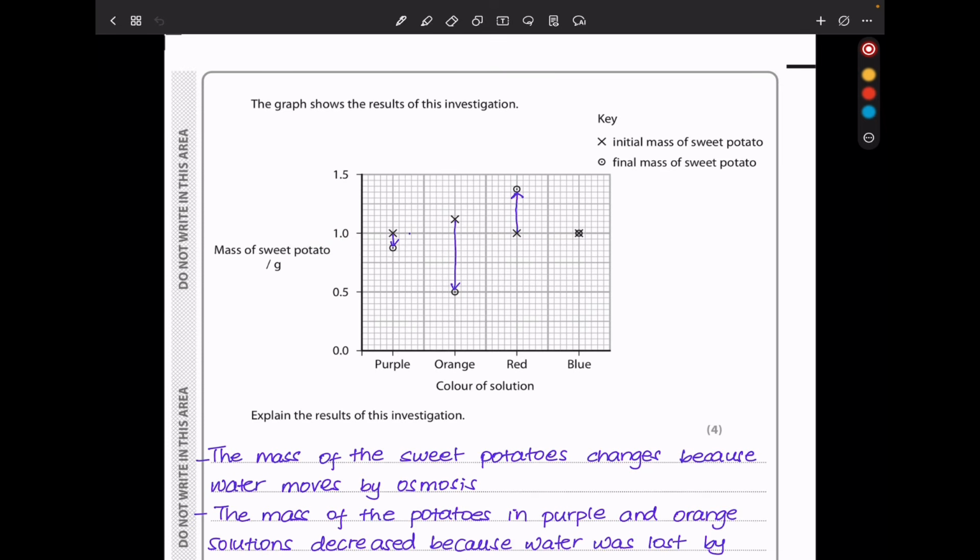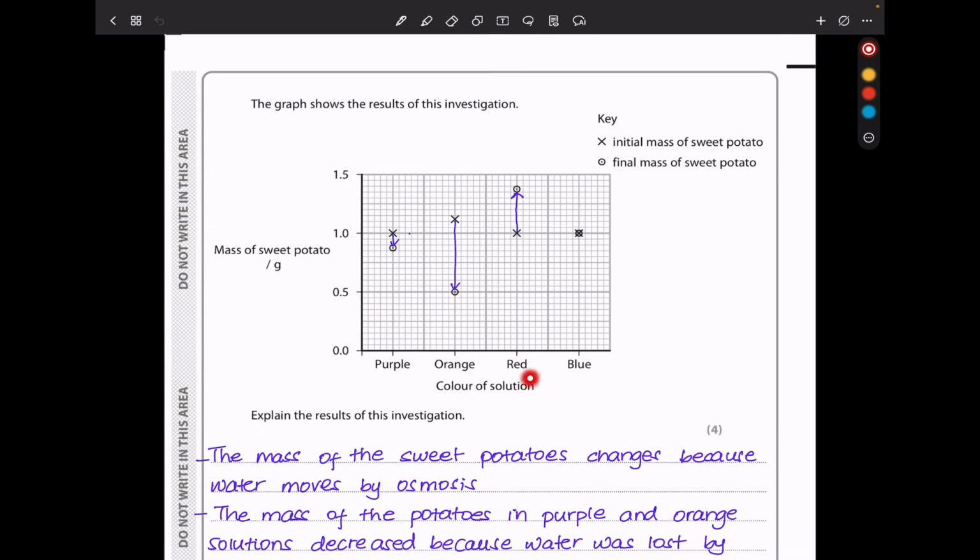On the vertical axis, we have the mass of the sweet potatoes, and on the horizontal axis, we have the colored solutions. We can see this is the initial mass and this is the final mass of the sweet potatoes. So for the sweet potato put in the purple solution, its mass was higher before, but there was a slight decrease. The sweet potato in the orange solution, there was a greater decrease in mass. This is because the solution was hypertonic, so a lot of water was lost.